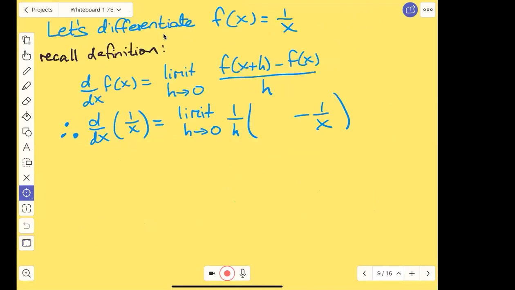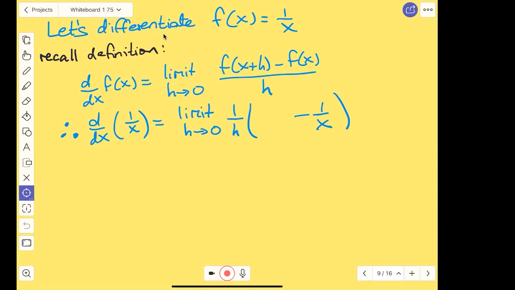So let's look at a slightly more sophisticated example. Let's say that we want to differentiate a negative power of x. So we're going to differentiate 1 over x. Now, again, the first thing, in my opinion, that you should do is you write out the definition. Here's the definition of the derivative. So the derivative of 1 over x is the limit as h goes to naught.